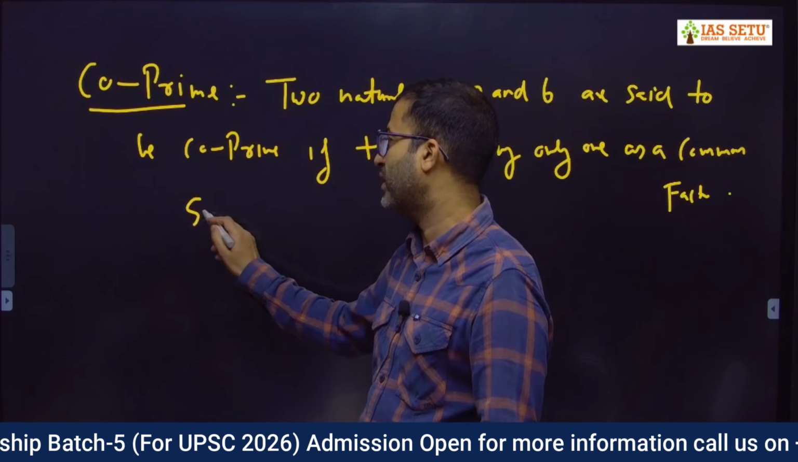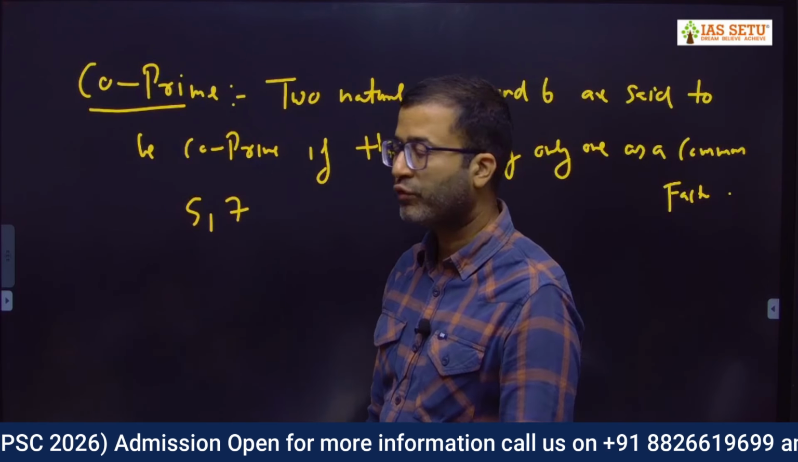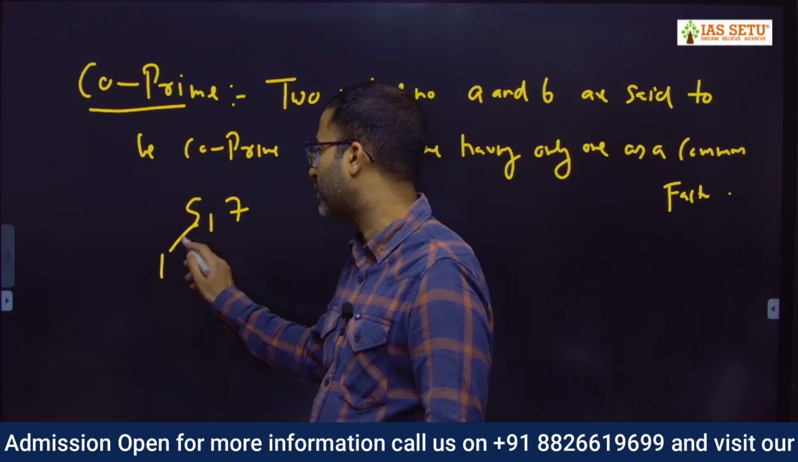I give you an example, like 5 and 7. So what are the factors of 5? We have 1 and 5. What are the factors of 7? We have 1 and 7. Common factor only 1. So that's why 5 and 7 are co-prime to each other.